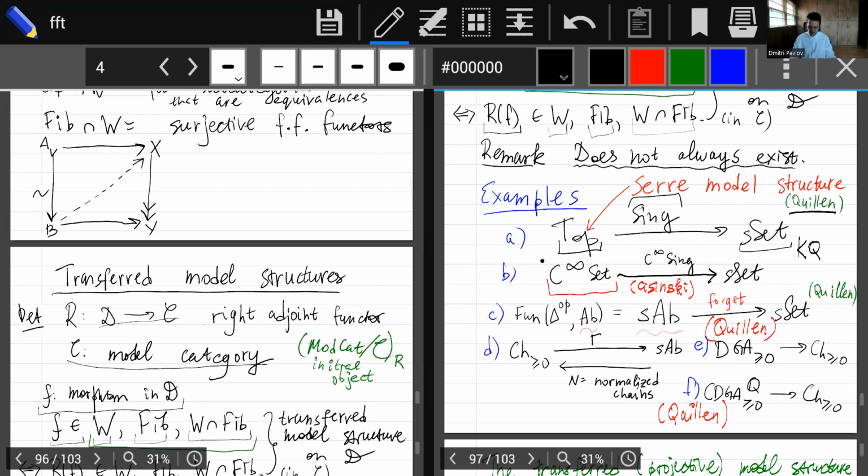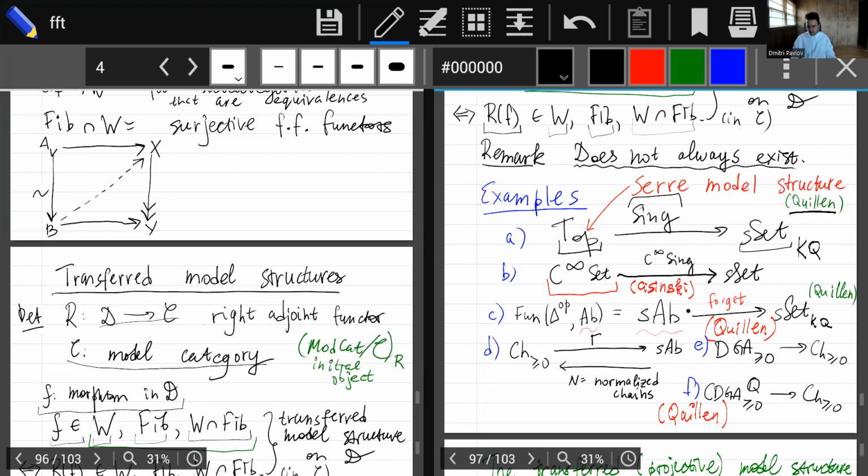Another very important example is the forgetful functor from simplicial objects in abelian groups. So these are just functors from delta op to abelian groups. And abelian groups have a forgetful functor to sets. And it was first, I think, observed by Quillen that the Kan-Quillen model structure on simplicial sets transfers to simplicial abelian groups.